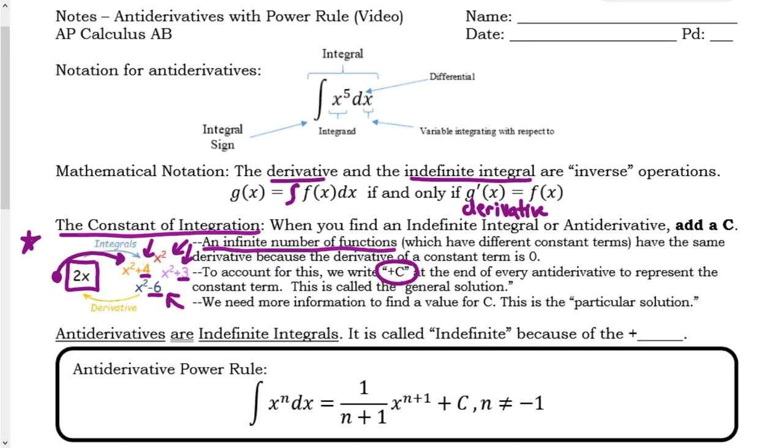Now, when we do our plus c, that's called the general solution. And that's the one that has infinitely many solutions. Eventually, we will also find some particular solutions. In order to do that, we would have additional information about our function, the indefinite integral or the antiderivative, that we could use to actually find that plus c value. For right now, all we're going to deal with are general solutions, so we will not be talking about particular solutions right now. So let's go ahead and look at this power rule.